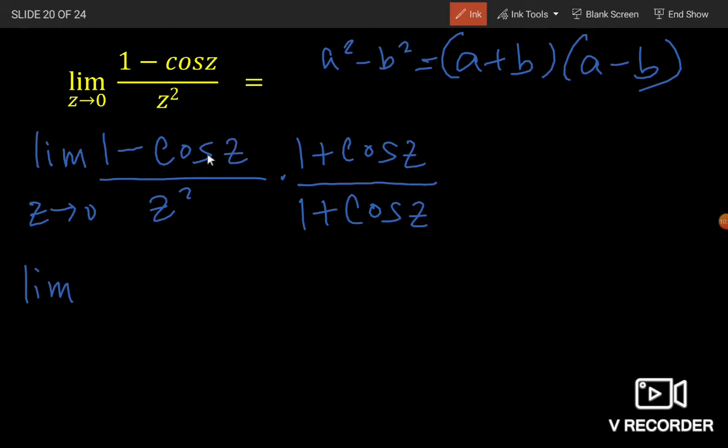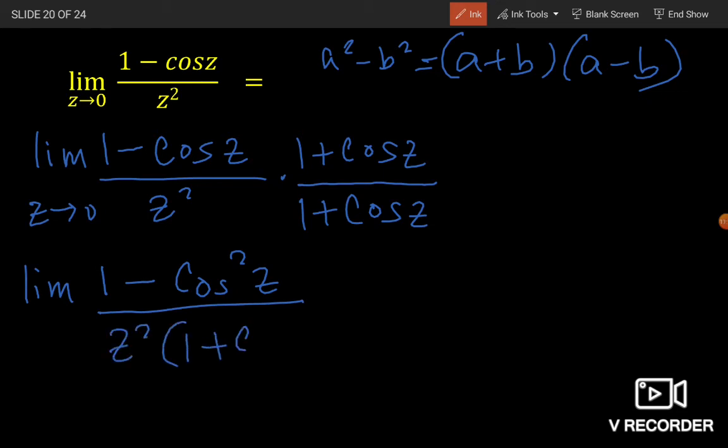In this case, I take the square of 1, which is 1, minus cosine z squared, let's write it as cosine squared z, all over z squared multiplied by 1 plus cosine of z as z approaches 0.